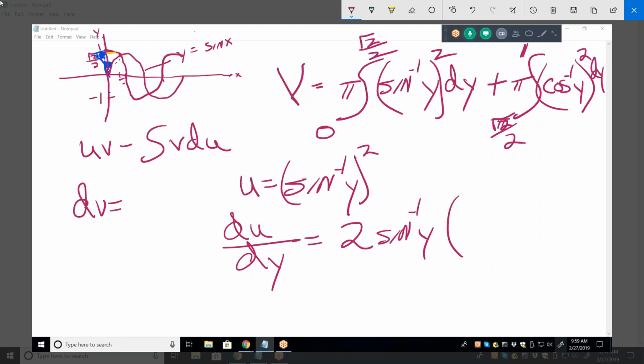So I don't know what the derivative of inverse sine is. Well, I'll bet you do. What is the rest of it? Oh, 1 over root 1 minus y squared. So that is du. Move the dy over there.